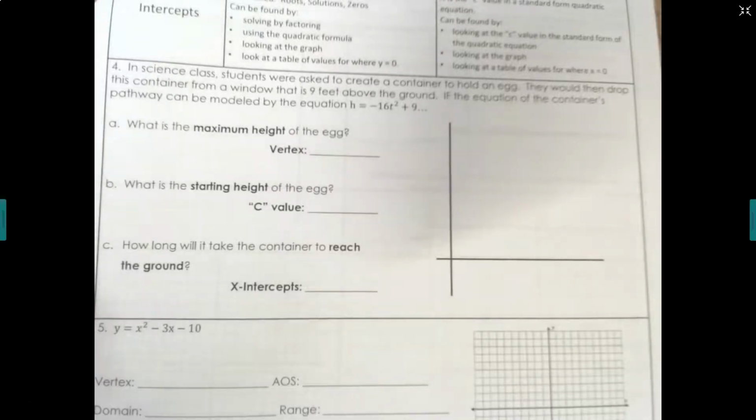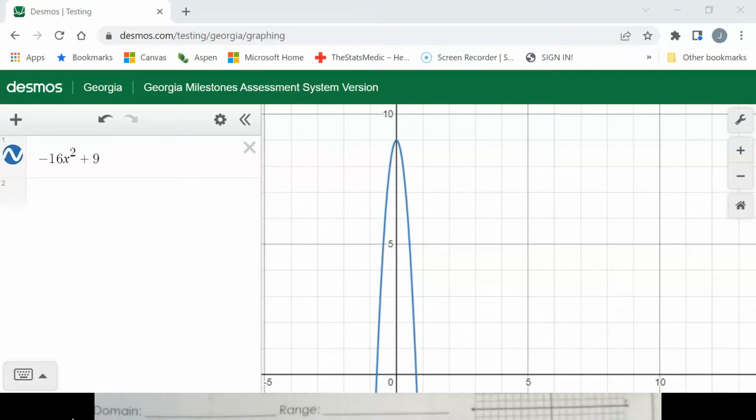Okay, so let's pause this and go put that equation into Desmos so we can look at it. All right, so let's take a look. They're dropping the container out of the window. So here's our y-intercept at (0, 9). And the container is going to fall.